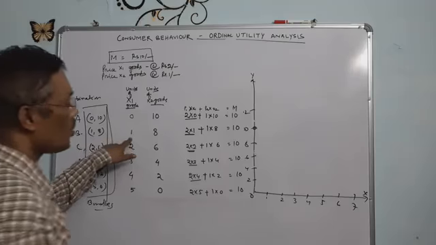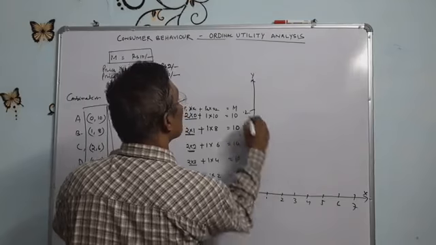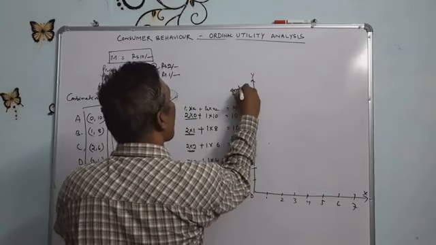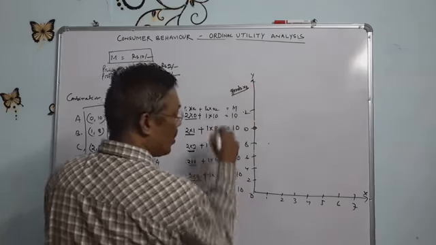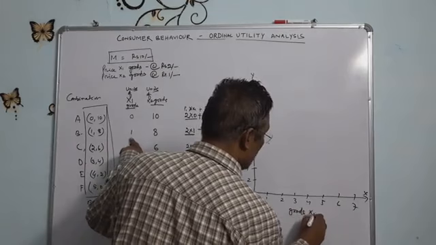The second is good x1, 1, and good x2. This is good x2, and this is good x1.